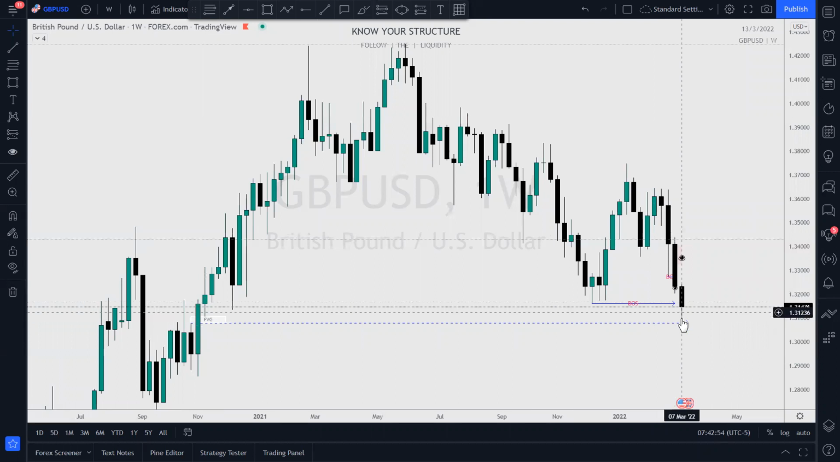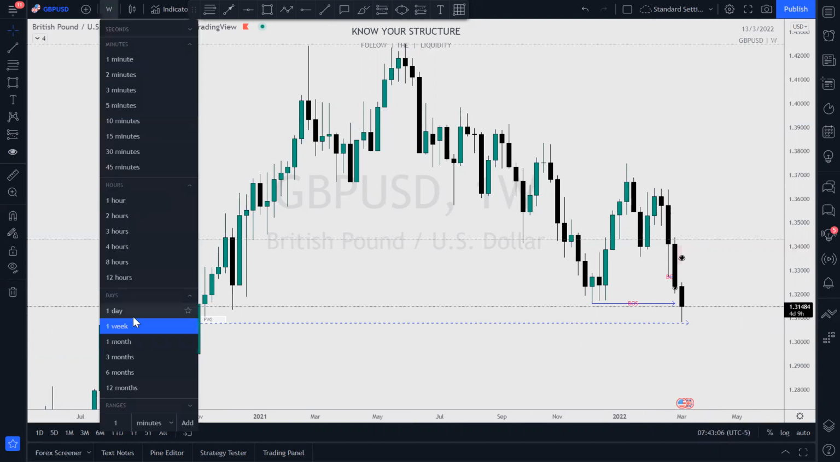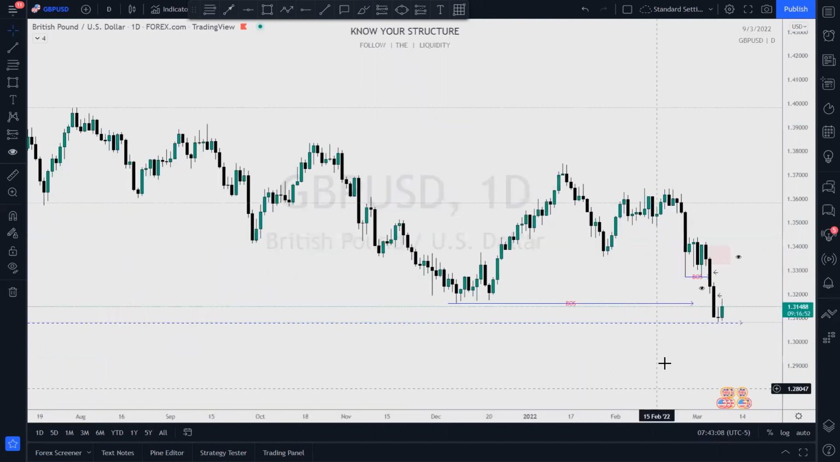So we see that price came all the way down here to fill this fair value gap, but we have a rejection here. Is this the beginning? Is this the catalyst that'll start a pullback of sorts? Well, let's take a closer look at the price action. If we go down to the daily, what do we see?